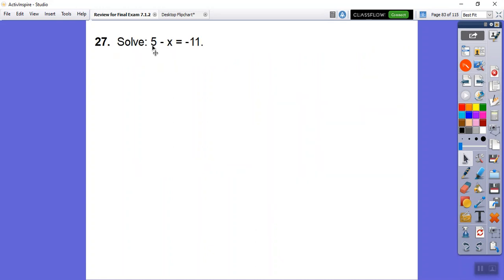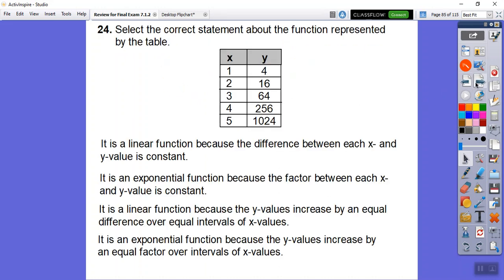Okay, we're going to solve. I'm going to go minus 5 minus 5. Careful when you're subtracting. Negative 11 minus 5 is negative 16. And then since we have this negative in front of the x, negative x equals negative 16, so divide both sides by negative and you get x equals positive 16. That's the answer. All right, we're almost done, you guys.